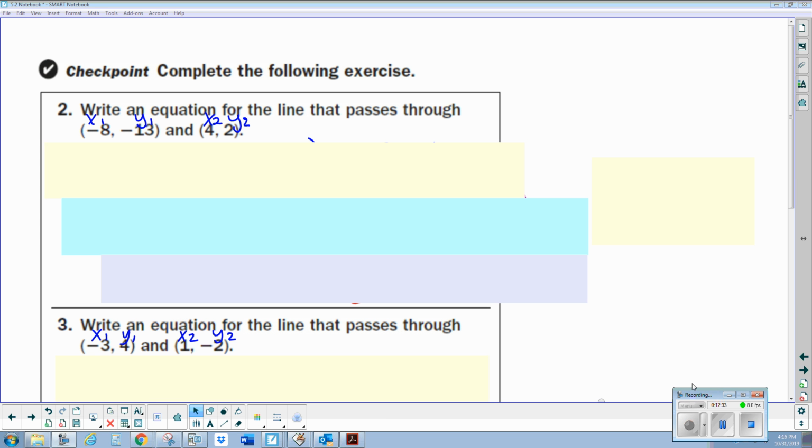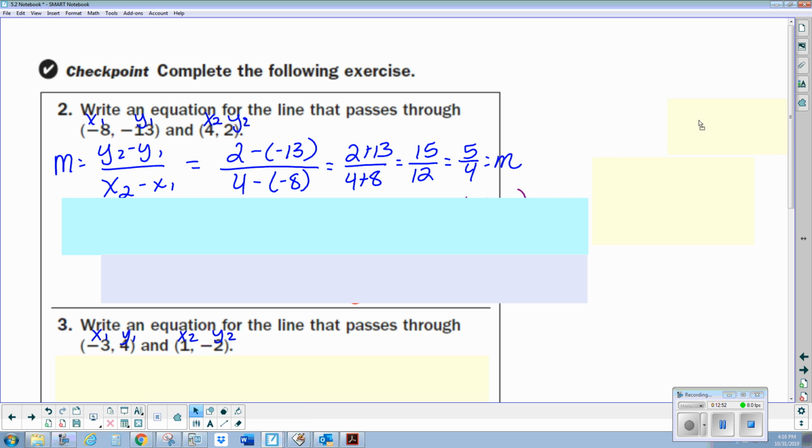Okay, here's the solution for this checkpoint problem. So the first thing that I have to do is decide which one I want to be x1, y1, and which one I want to be x2, y2. So I just chose this first pair as x1, y1, and the second pair as x2, y2. So I used those to calculate the slope. And when I did that, I got a slope of 5/4.